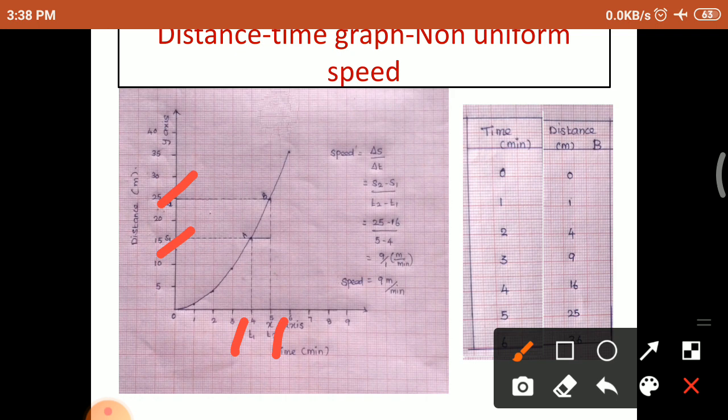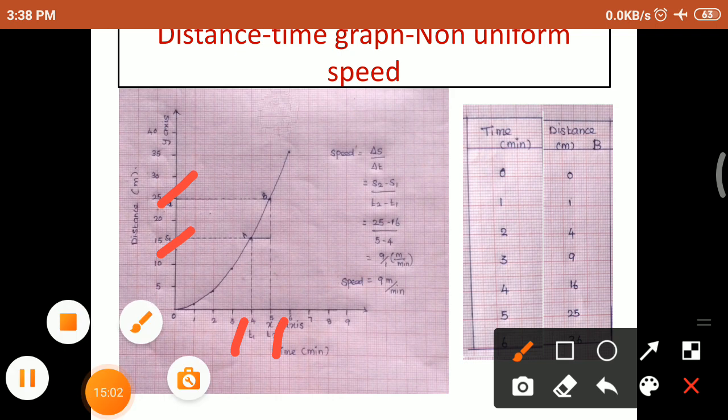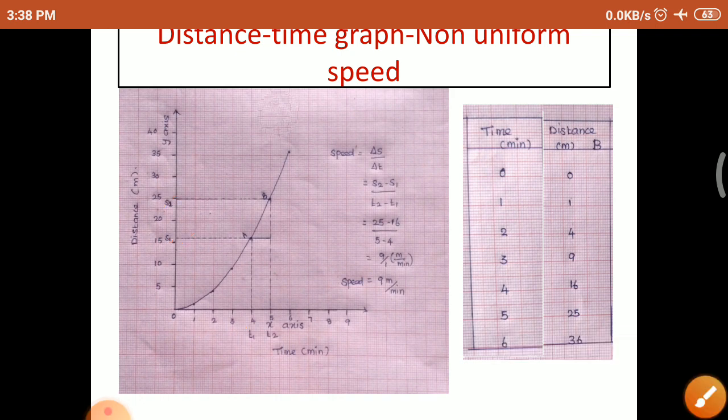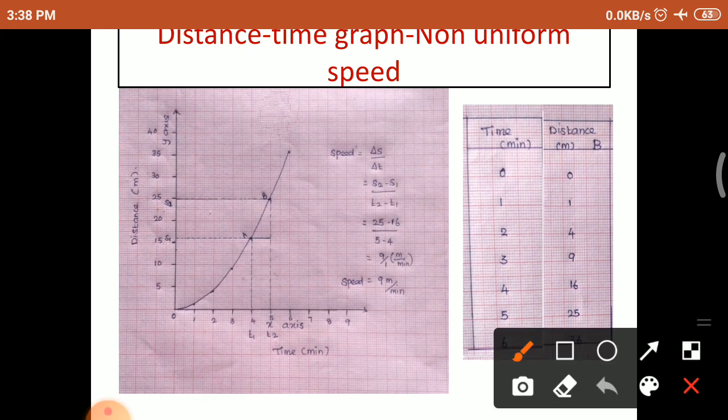You know the speed equals delta S by delta T. The delta S we can write as S2 minus S1, and delta T we write as T2 minus T1. The value of S2 is 25, S1 is 16, so 25 minus 16; the value of T2 is 5, the value of T1 is 4, so 5 minus 4. 25 minus 16 we get 9, and 5 minus 4 we get 1.